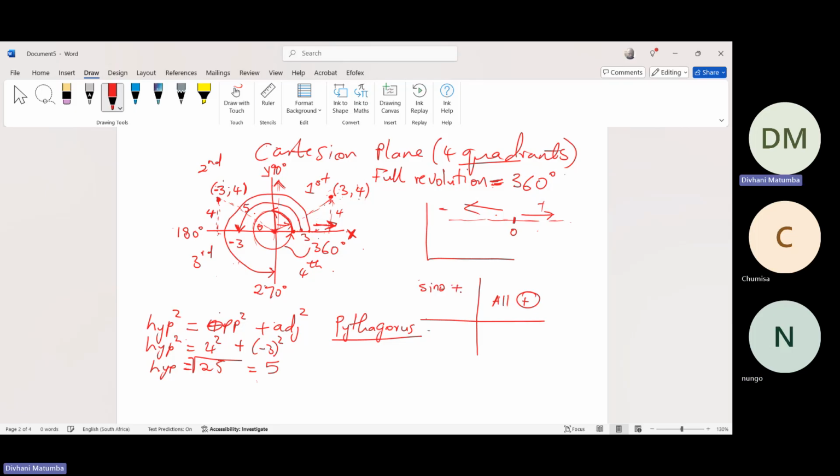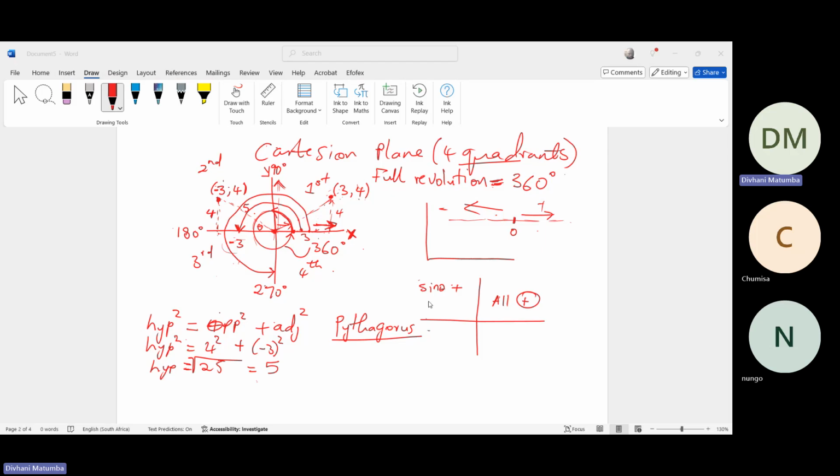So in the second quadrant, sine is positive, and the value of cos will be adjacent, which is -3, divided by the hypotenuse, which is 5. -3 divided by 5 is a negative number. Okay, so in the second quadrant, the sine is positive.